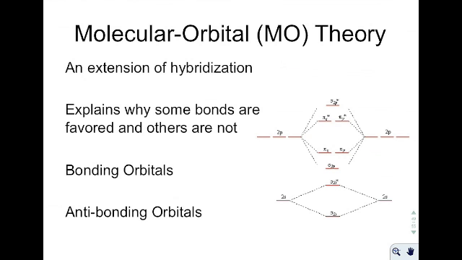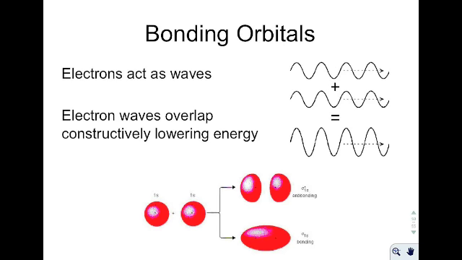Molecular orbital theory is an extension of hybridization based on the wave nature of the electrons. Whenever we look at the wave nature of electrons, we produce what's called a bonding orbital and an anti-bonding orbital. A bonding orbital is one that's lower in energy, and an anti-bonding orbital is one that's higher in energy. The reason a bonding orbital is lower in energy is the fact that the electrons can interfere in a constructive manner.